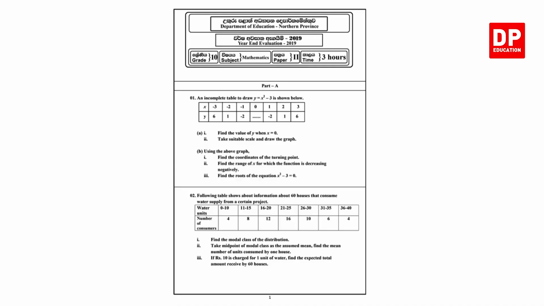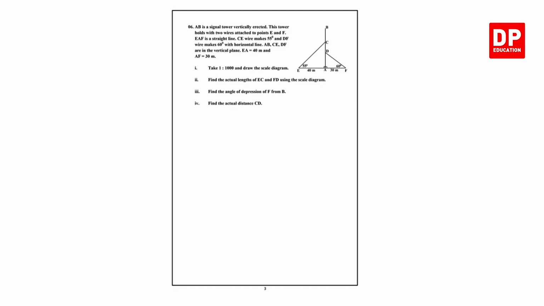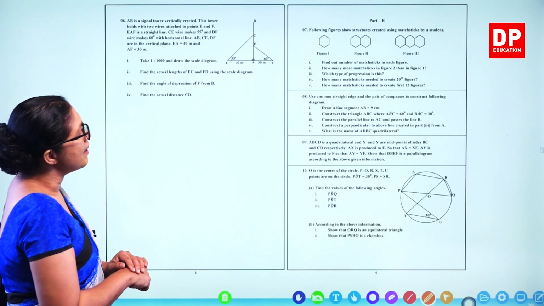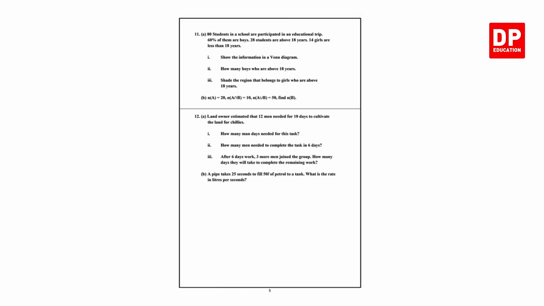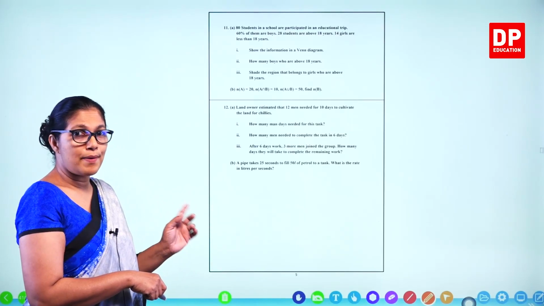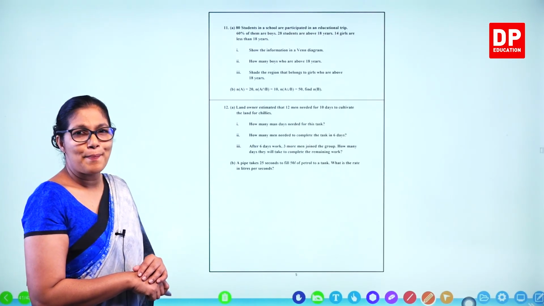So let's look at the paper. Part A, you get 1, 2, 3, 4, 5. Then you get 6th question. Then part B, 7, 8, 9, 10, 11, 12. So you can ask for a graph paper for the quadratic graph question. So let's do this paper now.